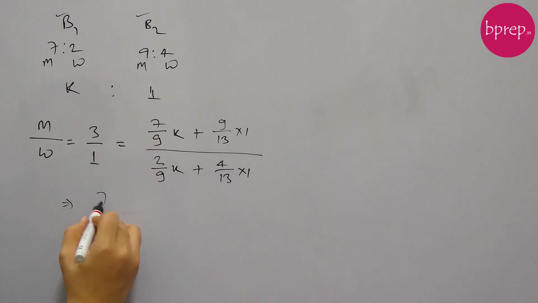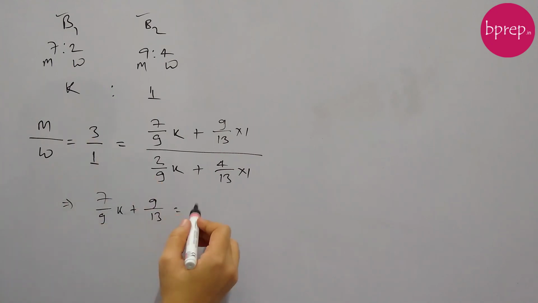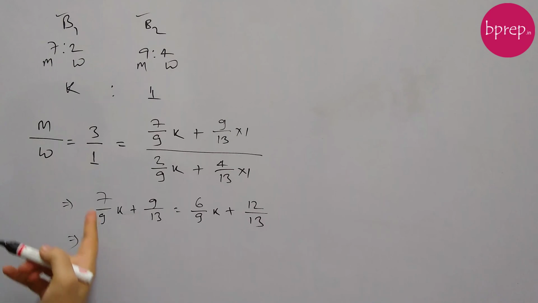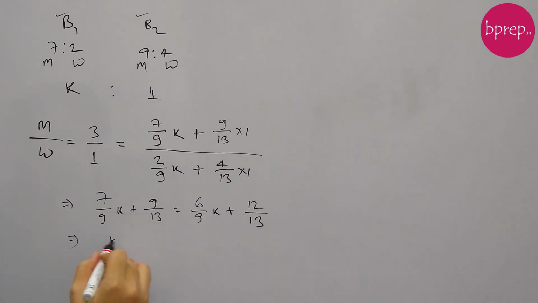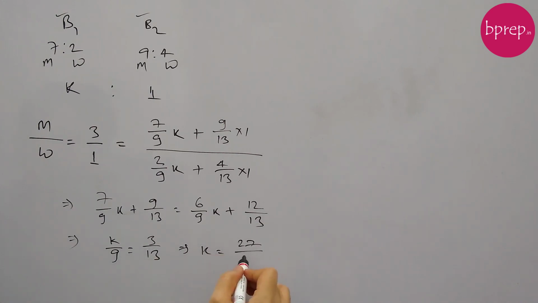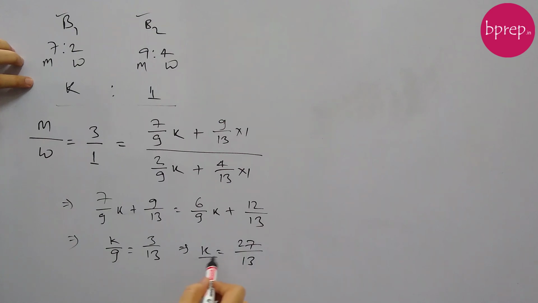7/9 K plus 9/13 equals, this will get multiplied, so we'll have 6/9 K plus 12/13. From here, 7/9 minus 6/9 gives K/9 equals 12/13 minus 9/13, which is 3/13, so we get the value of K as 27/13. Our assumption was that we mix these two liquids in the ratio K:1, and K:1 is 27/13, so 27/13 is the answer.